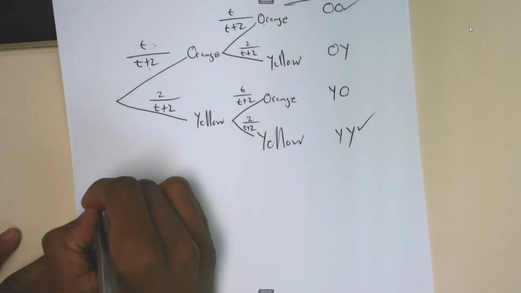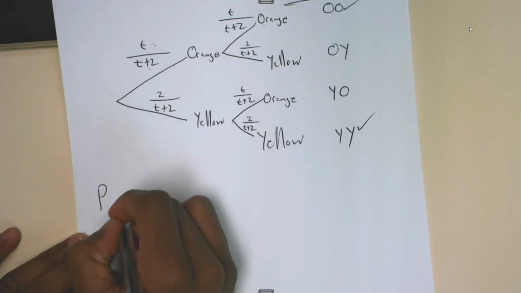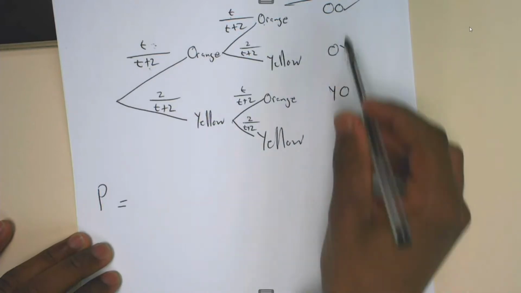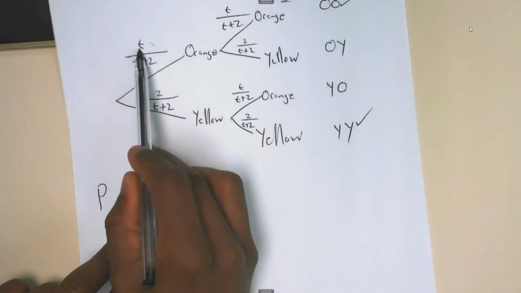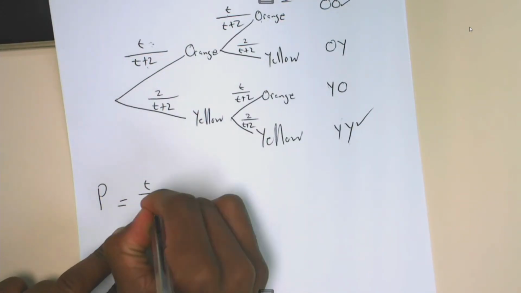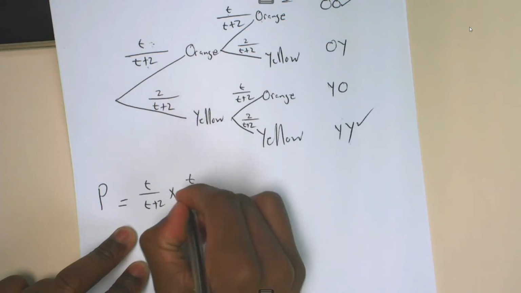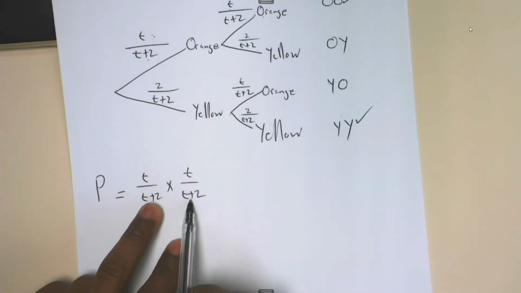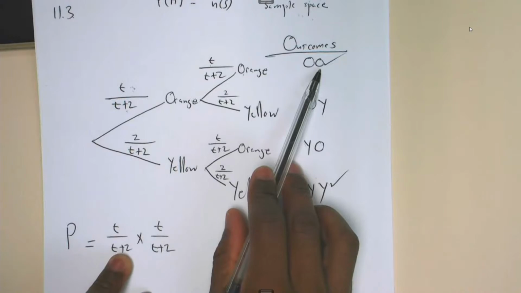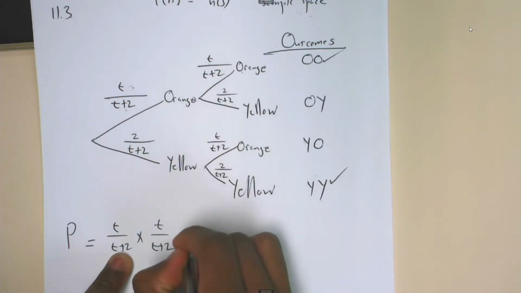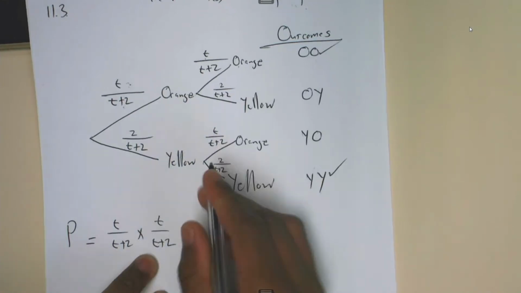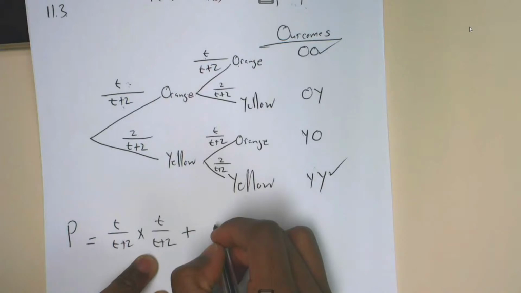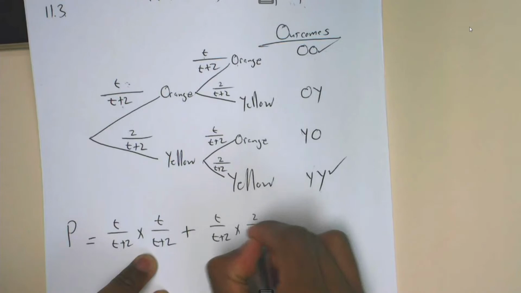So what happens? The probability of two orange balls will be t over t plus 2 multiplied by t over t plus 2. That's the probability of the first outcome. Plus, because you can still have two yellow balls, which are two balls of the same color, it will be 2 over t plus 2 multiplied by 2 over t plus 2.